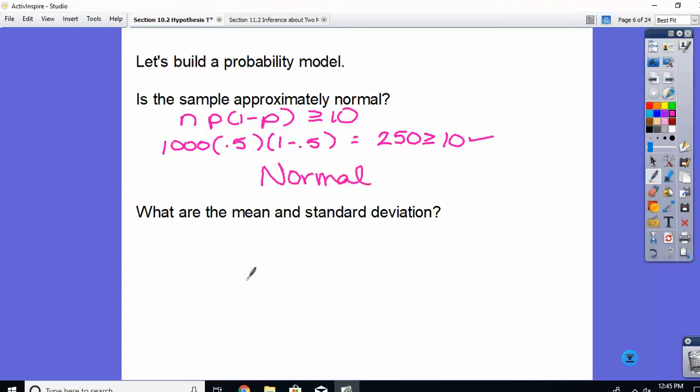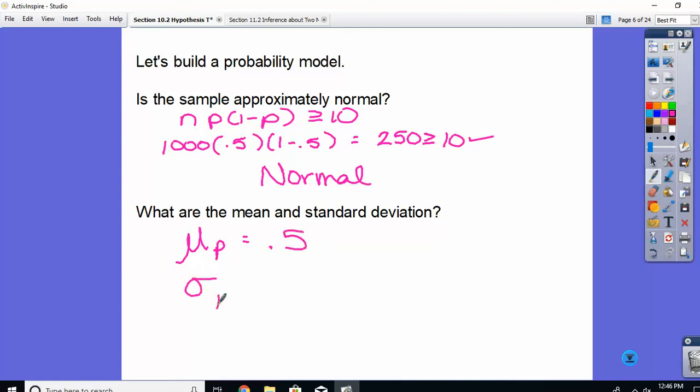We can find the mean and standard deviation. You did it on the last test. It's on your formula sheet. We know the mean is just your p. So the p that we are using is 0.5. We're not talking about the p hat yet. The p hat is the one we will be testing against. So we're just using our mean of 0.5.